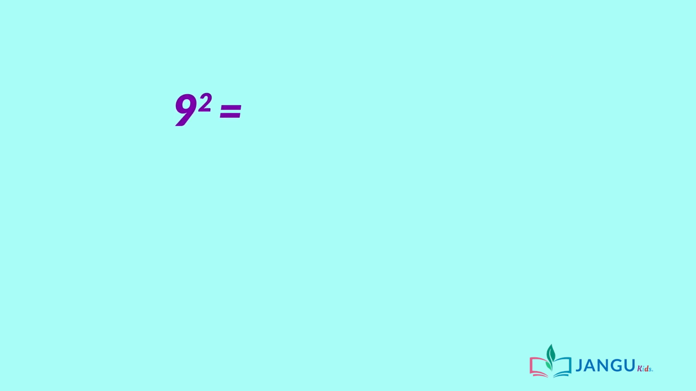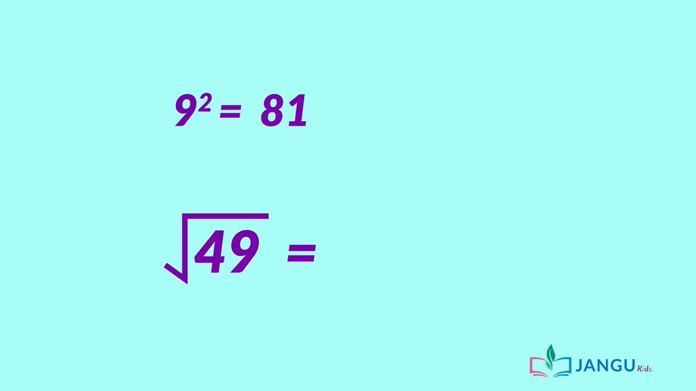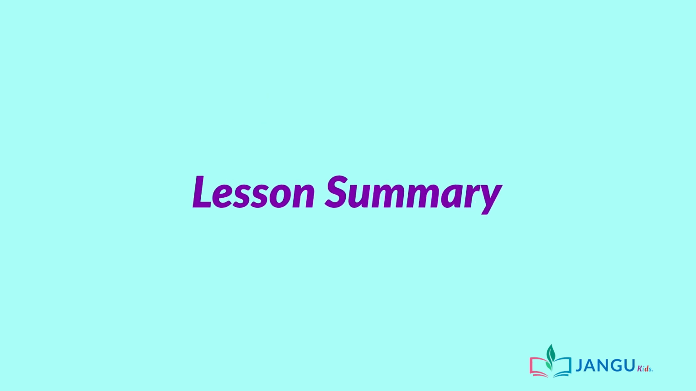Can you guess the perfect square of the number on your screen? You are correct. The perfect square of 9 is 81 because 9 multiplied by itself equals 81. Now what is the square root of 49? You are right again. It is 7. 7 squared equals 49. Now with that example, we come to the end of today's lesson.